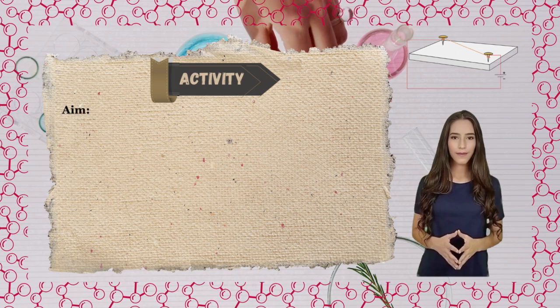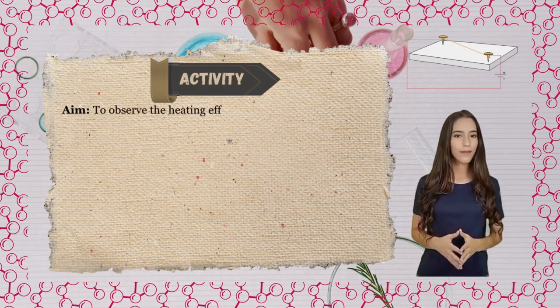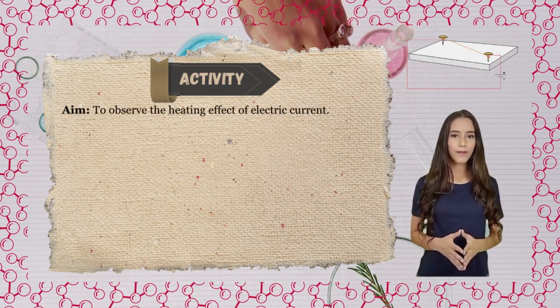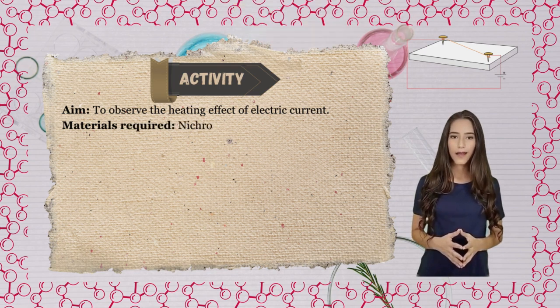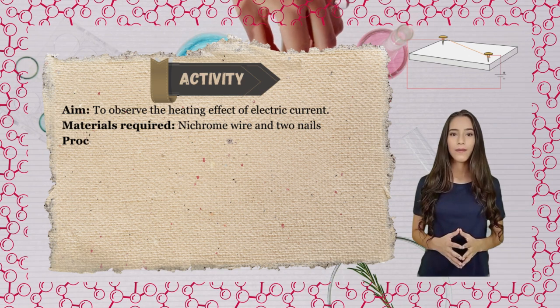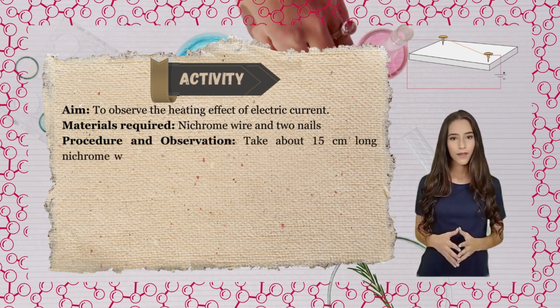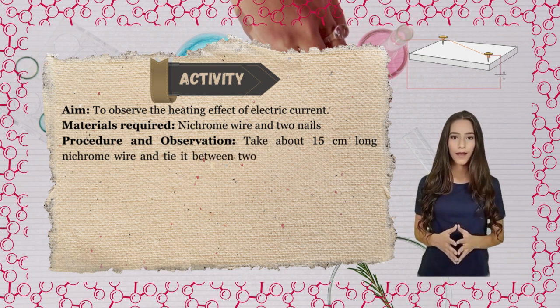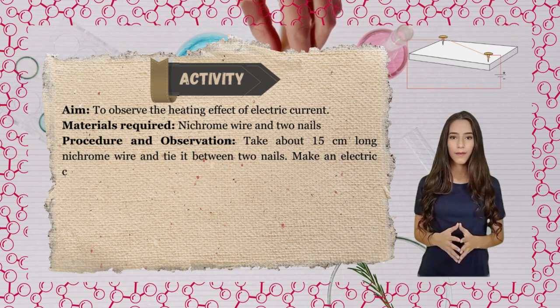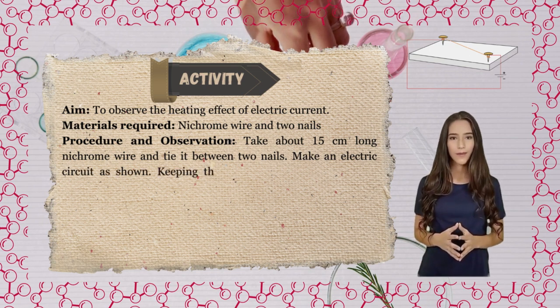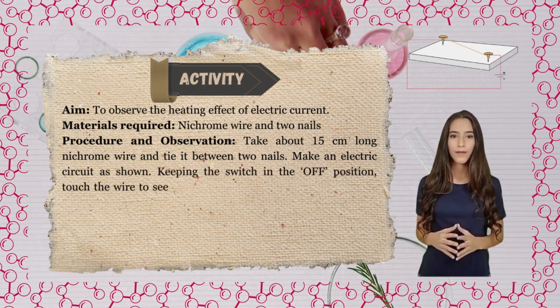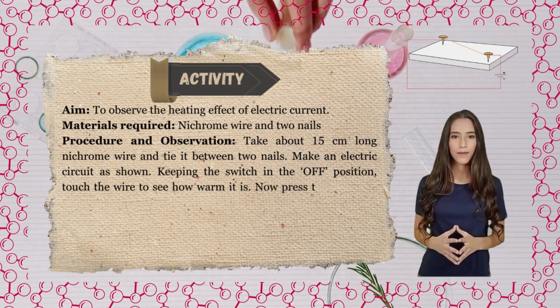Activity. Aim: to observe the heating effect of electric current. Materials required: nichrome wire and 2 nails. Procedure and observation: take about 15 centimeters long nichrome wire and tie it between 2 nails. Make an electric circuit as shown. Keeping the switch in the off position, touch the wire to see how warm it is.